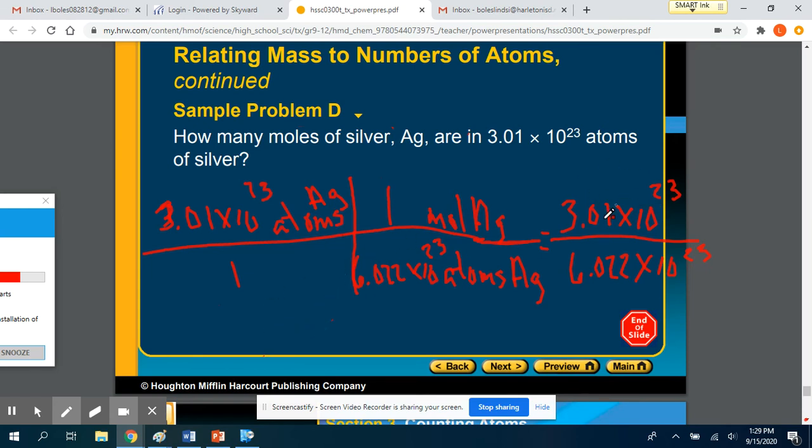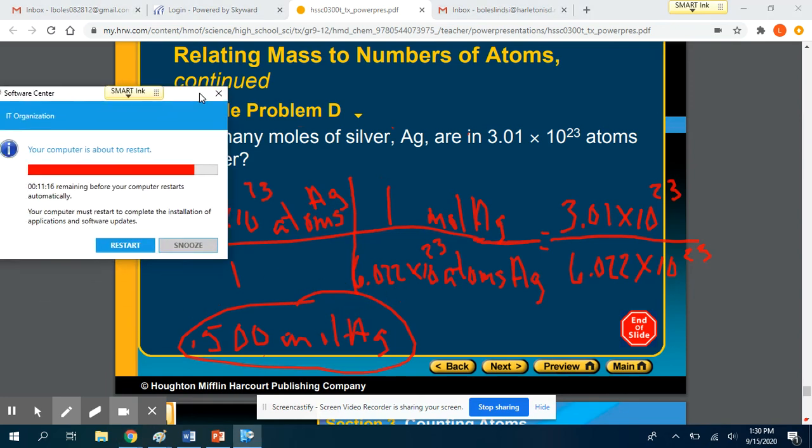I divided the top by the bottom, and you should get 0.3, I guess we would round that to 5, so 0.500 if we're rounding to sig figs, moles of silver. I know my writing is a little off, sorry. Make sure you include the units with these. All right. That should be good.